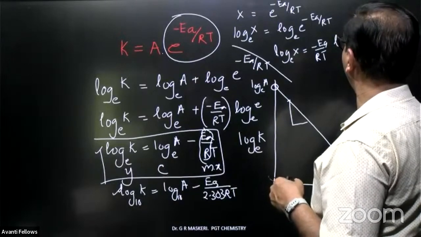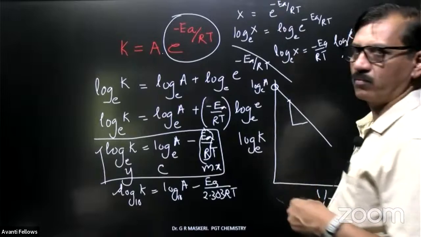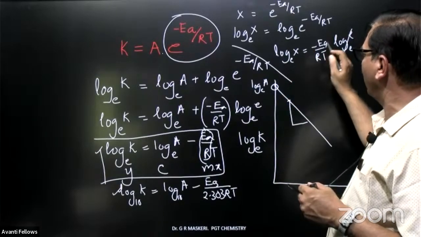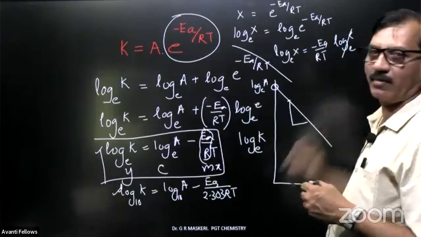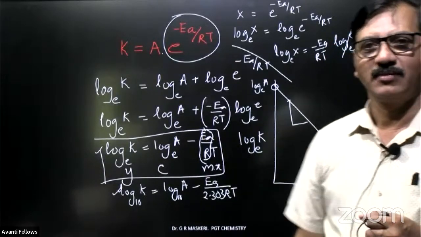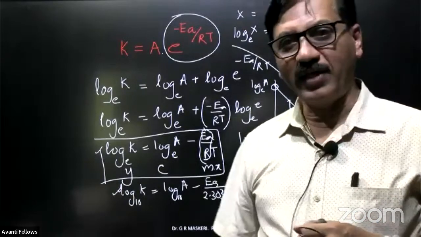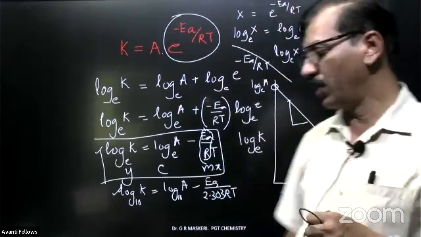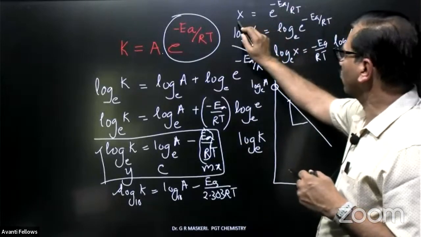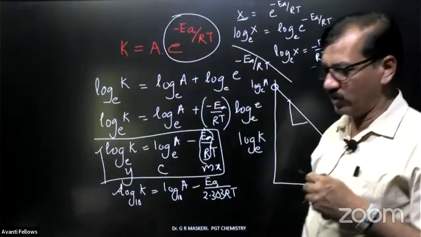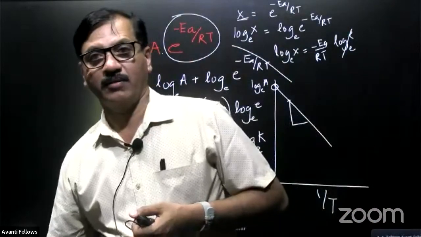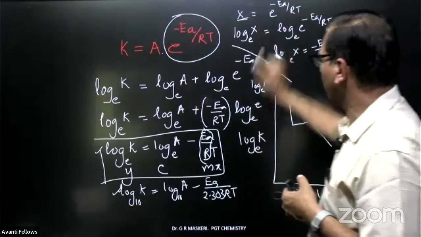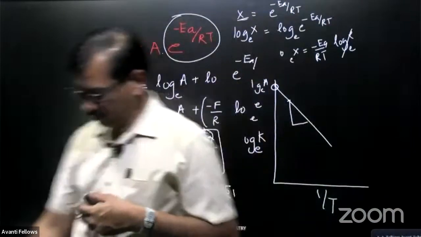times log of e to the base e, that is equal to 1. You can find the log of x value just by dividing Ea by RT with a negative sign. Then find the anti-logarithmic value to get the value of x. This is the way we can get the fraction of molecules having energy more than the activation energy. So these are the important areas to be noted.